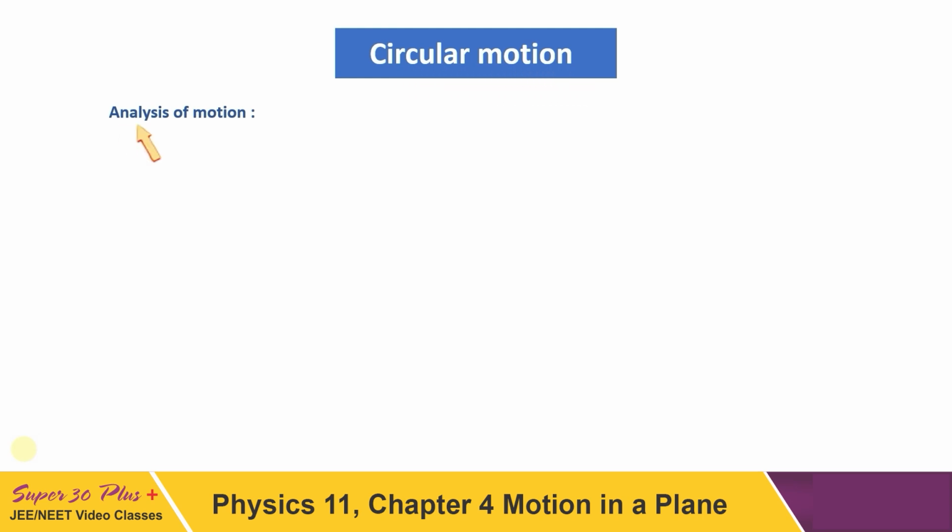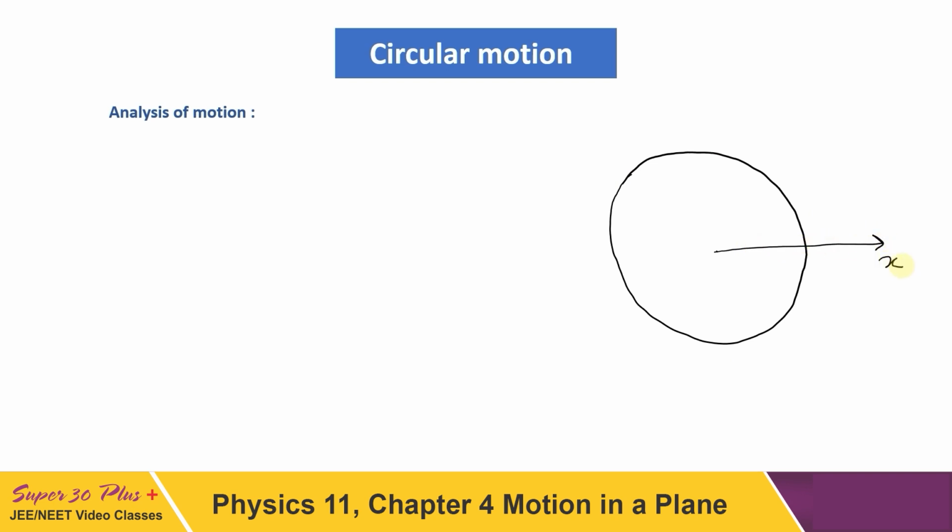Now I am going to analyze this kind of motion. So first let us consider a particle P which is moving along a circle. I am taking here x-axis as the reference and particle at any moment is at this location. So how can the position vector of this particle be located? How can it be represented?